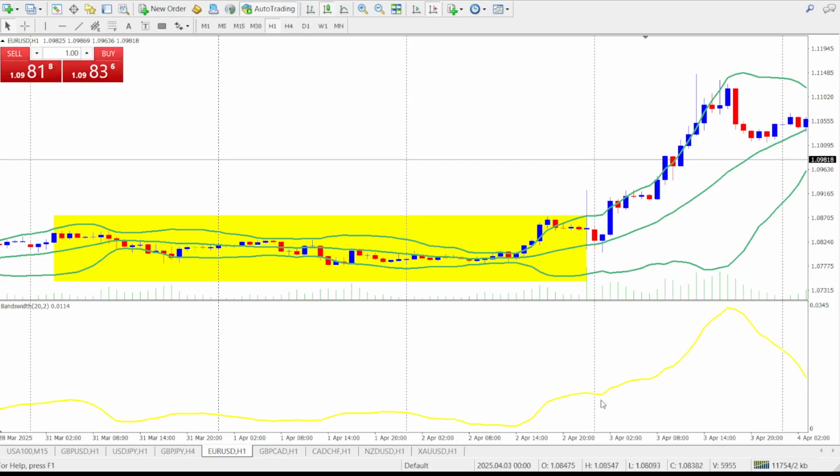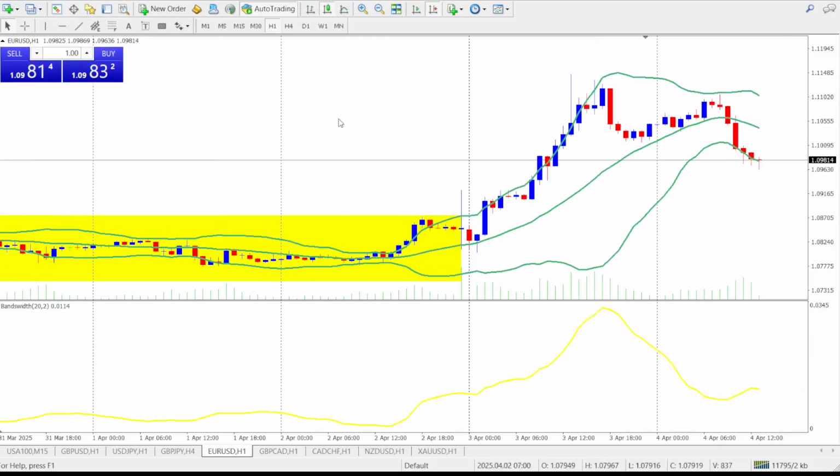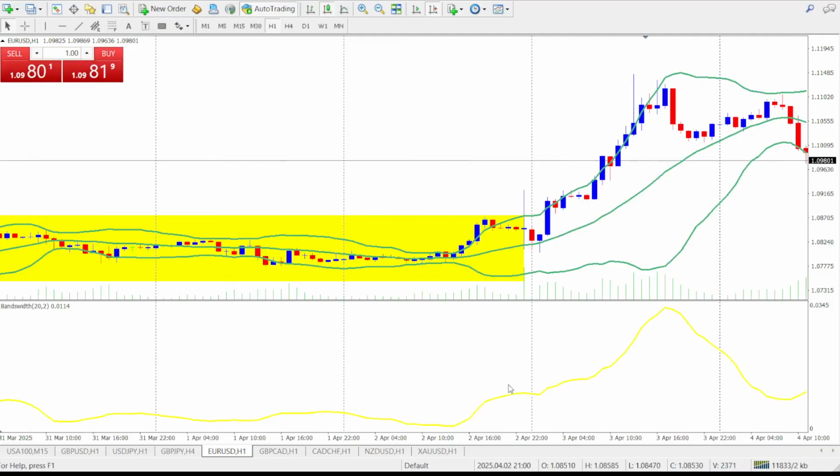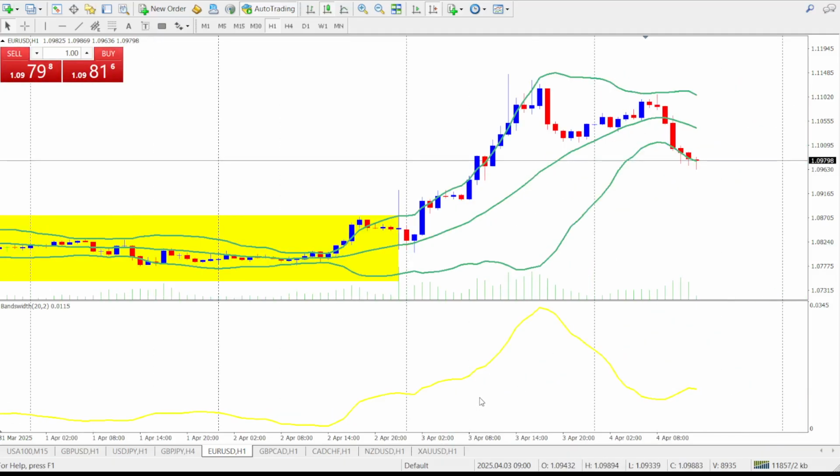Now let us talk about how this indicator can be used in different time frames. Whether you are trading intraday charts, daily, weekly, or monthly charts, the Bollinger Bandwidth Indicator works well across all of them. For scalpers, it is a great tool to catch short-term volatility shifts. For swing traders, it can help spot larger market moves and potential breakout opportunities.